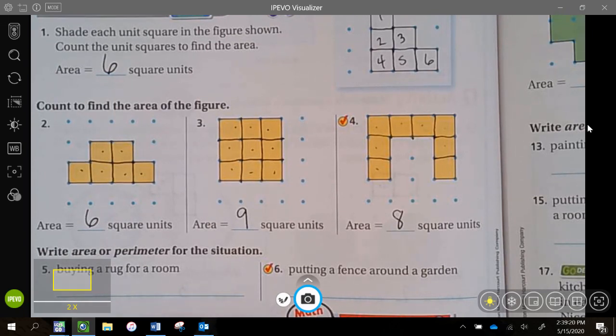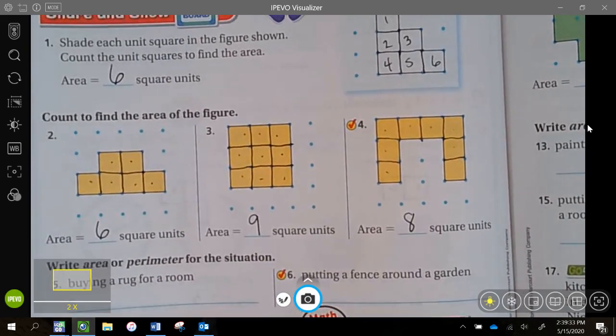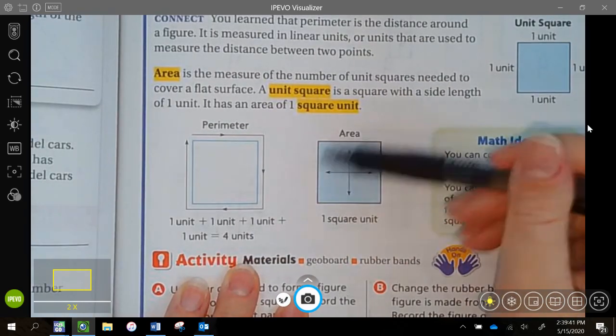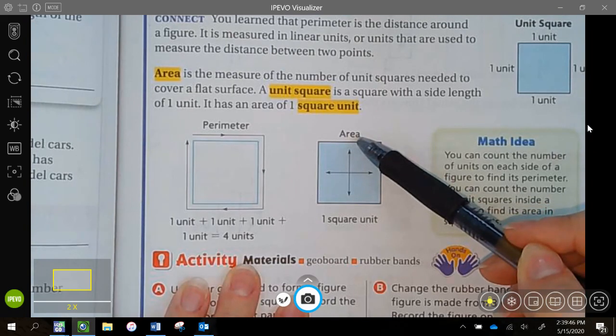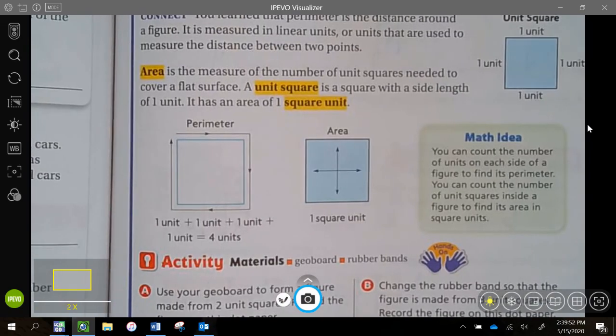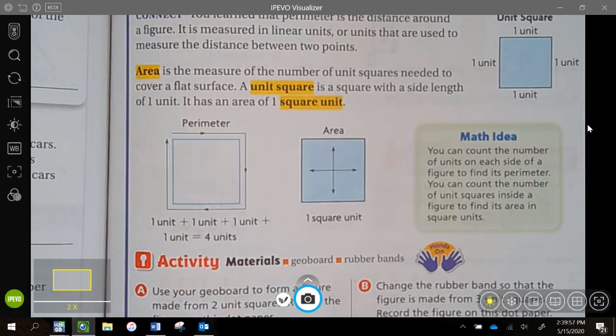So down here, it asks us some questions. It says, write area or perimeter for the situation. If we were buying a rug for the room, would we choose area or perimeter? So let's go back to the beginning of our lesson. If we were buying a rug for our room, we would probably want to do the area. We want to know how big the rug is so that it fits in our room. Okay. The second situation asks about putting a fence around a garden. If we want to put a fence around a garden, we would want to use the perimeter.